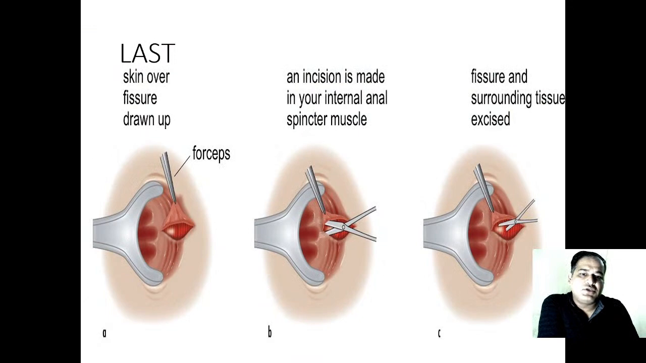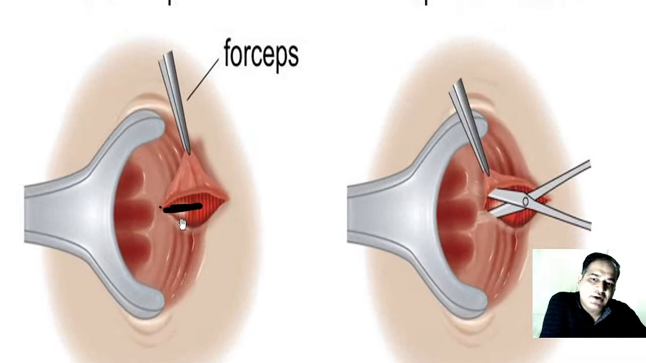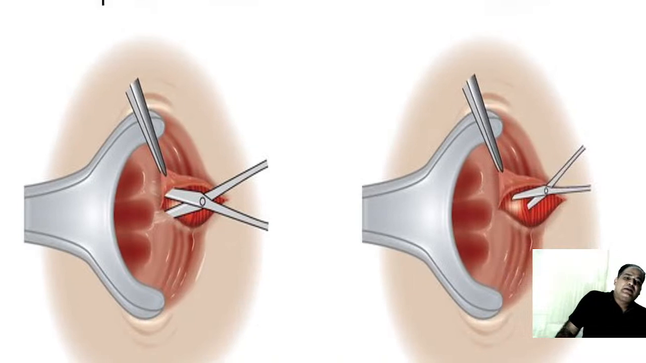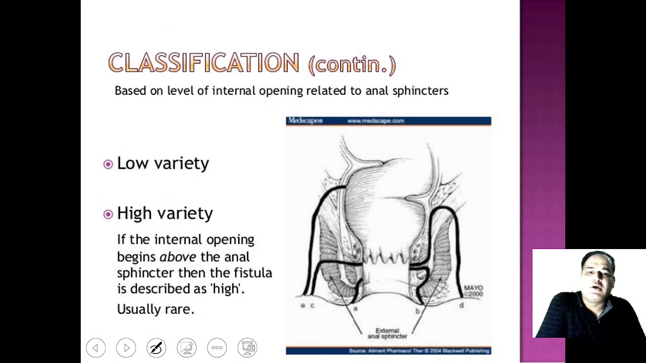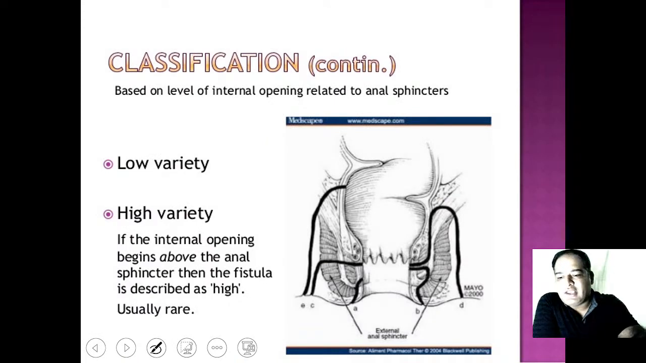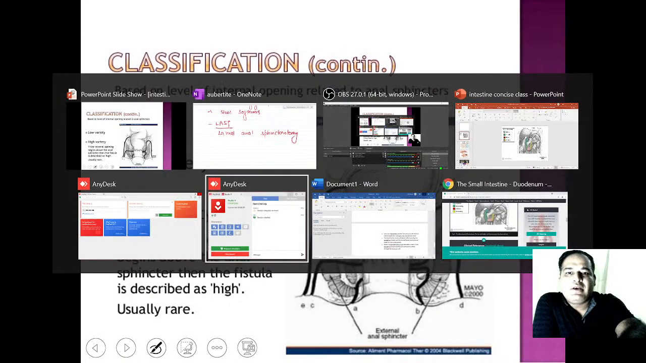Let me just show you an image. See, we are just going to cut the internal sphincter. We are not going to cut the external sphincter. Just the internal sphincter will be cut, so that the sphincter is relaxed. This is how we cut. We just want to cause relaxation of the sphincter, so that the blood coming in this area can cause healing. That is the surgical treatment.